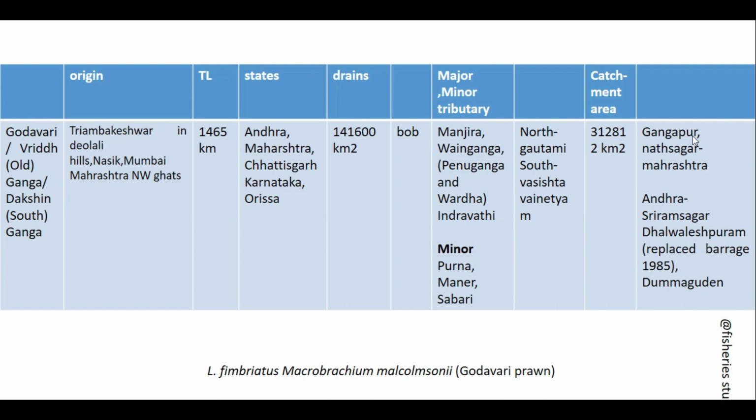More important are the reservoirs and the rivers. In the Godavari river, in the Maharashtra region, Gangapur and Nathsagar are there. In Andhra, Sriram Sagar, Polavaram and Dummugudem are there. The Dowleswaram has replaced the barrage in the year 1985. The major fishery on this Godavari is the Godavari prawn. Scientific names are Macrobrachium malcolmsonii and Labiofimbriatus.